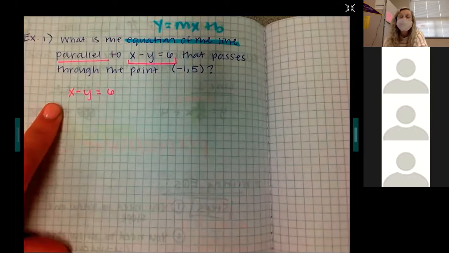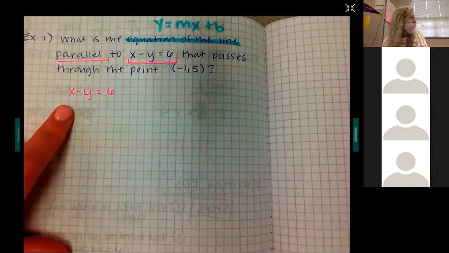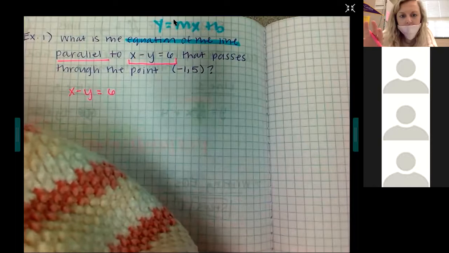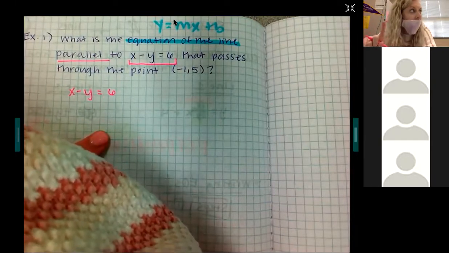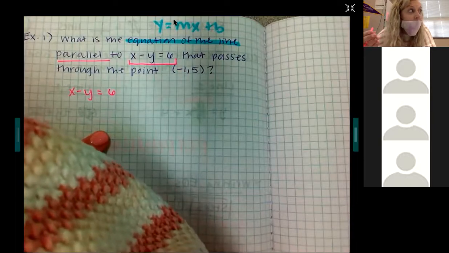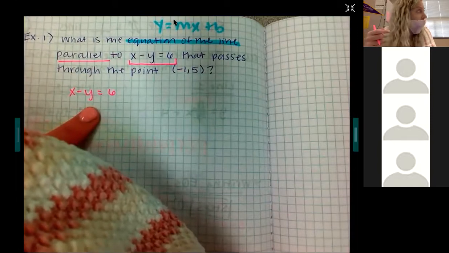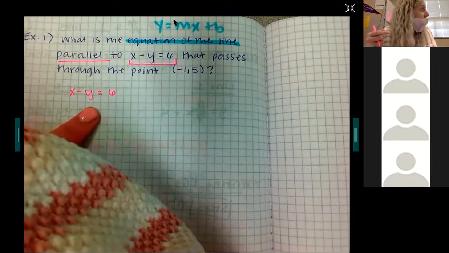Can anybody look at that and tell me what the slope would be? Don't guess. Don't guess. I would love to know what y'all are using to know the slope when this doesn't say y equals. Listen very carefully. I would love to know how y'all are telling me you know the slope when this equation doesn't say y equals. Do you know the slope?